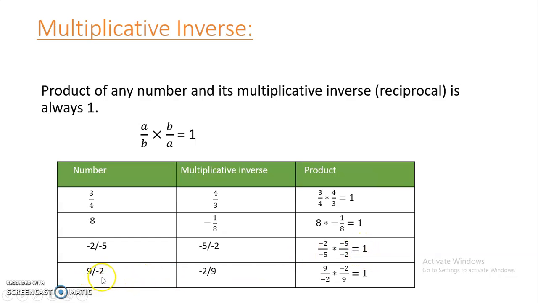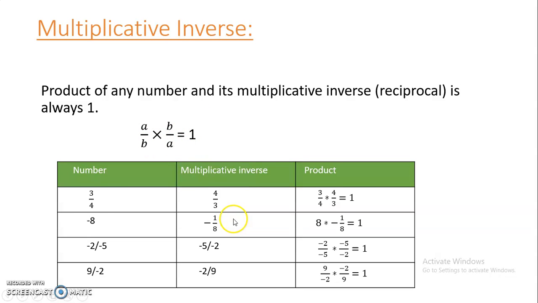And here 9 by minus 2. The multiplicative inverse of this number is minus 2 by 9. So this is going to get cancelled with each other, and the answer is again 1. Understood? This is the multiplicative inverse. In this, we just take the reciprocal of the number and multiply it with the number to get 1.